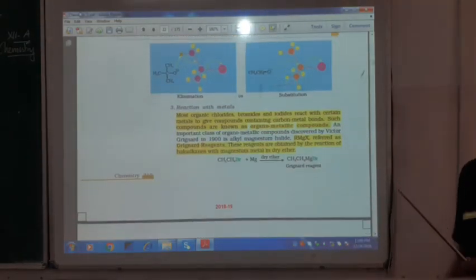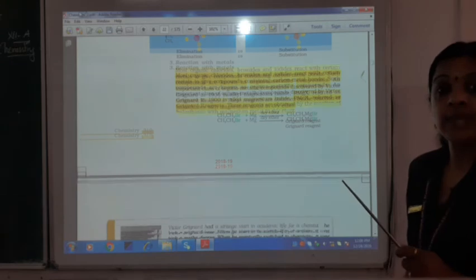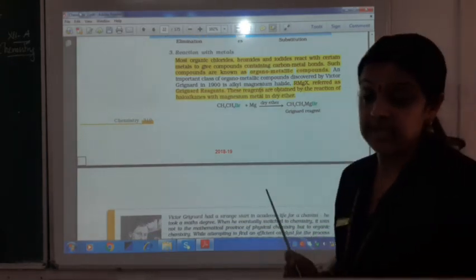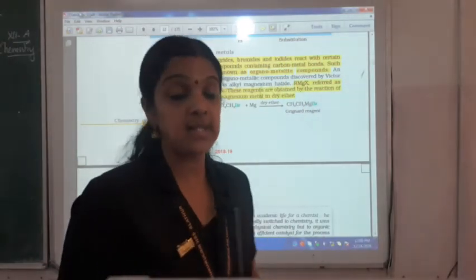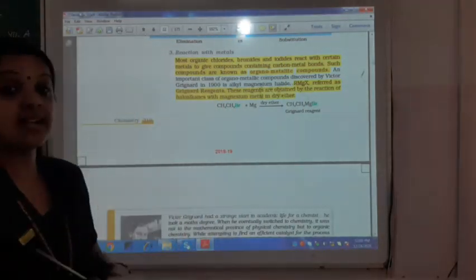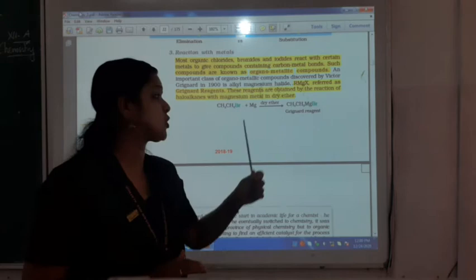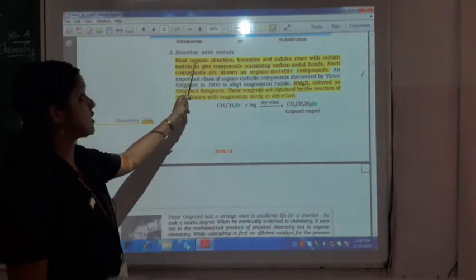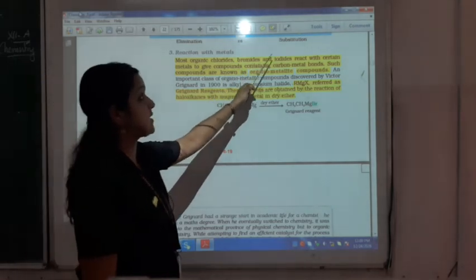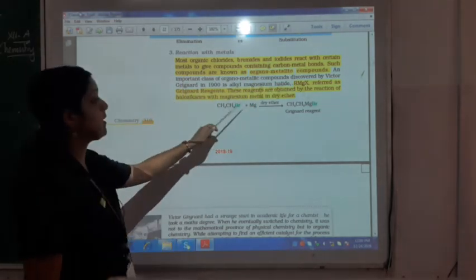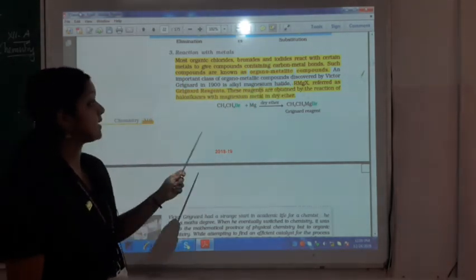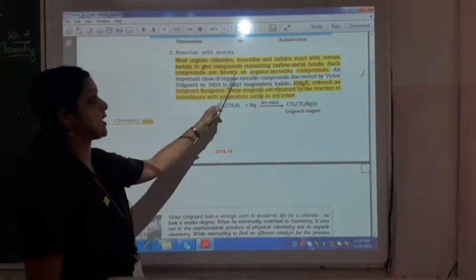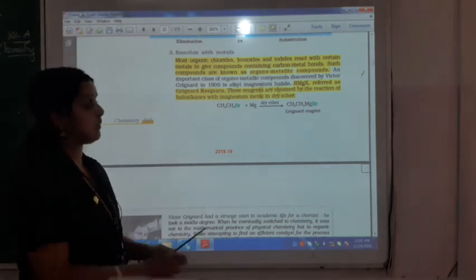Next one is reaction with metals, where we are going to see how haloalkanes react with metals. They also react with metals to form Grignard reagent, the most important thing which you will be using throughout organic chemistry. Most organic chlorides, bromides, iodides react with certain metals. They react with metals containing carbon metal bonds.